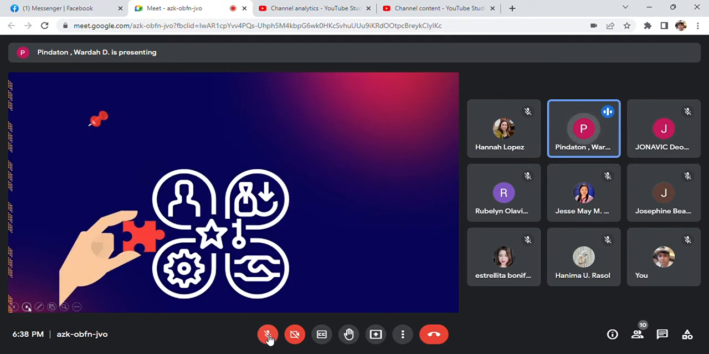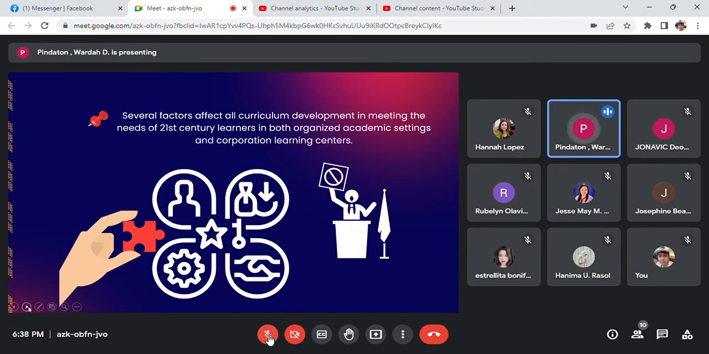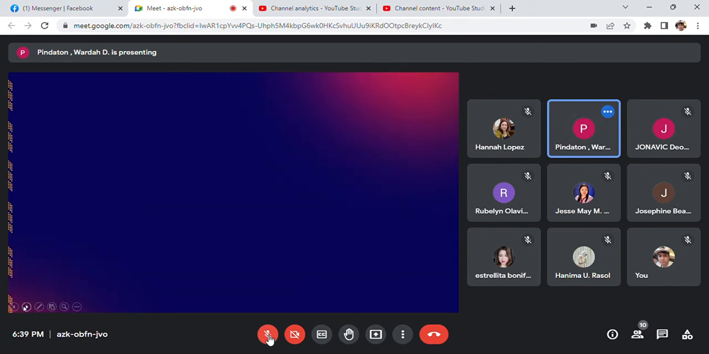Several factors affect all curriculum development in meeting the needs of 21st century learners, in both organized academic settings and corporate learning centers. Factors affecting curriculum development include government rules, which in turn bring other factors into the process. Valid curriculum development requires awareness of the diversity of the target community socially, financially, and psychologically.